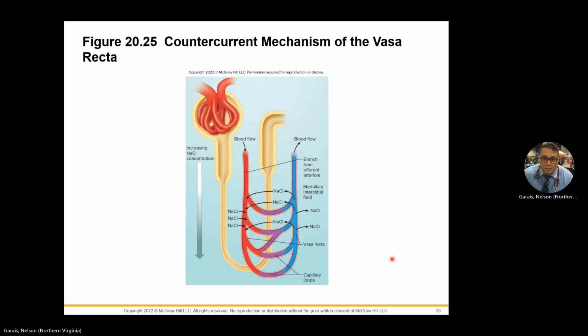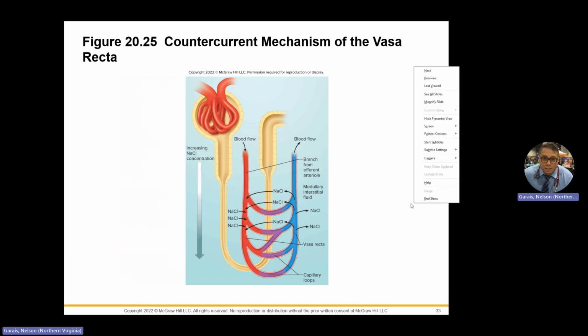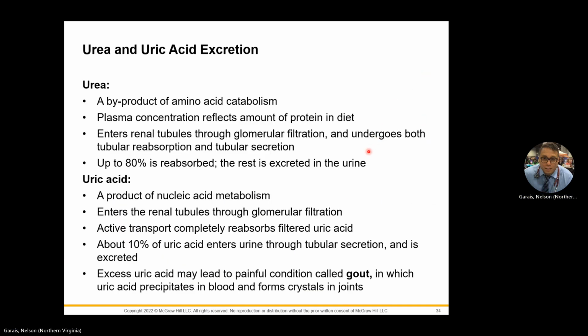Okay. Just another view of that. Now, what are we doing? Because I want to get rid of nitrogenous waste. So, of course, a byproduct of amino acid catabolism is urea.